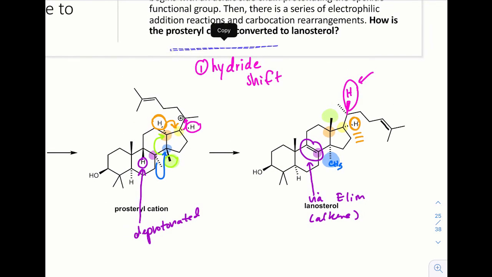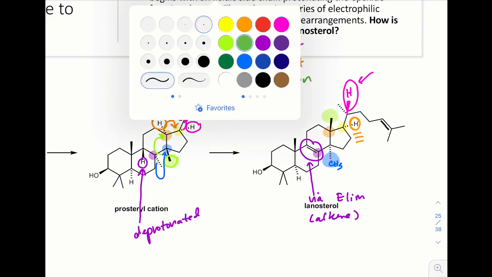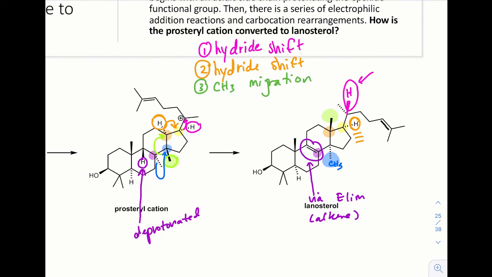Let's write out the list of what we're going to do. So first there's going to be that hydride shift. Then there's going to be another hydride shift, followed by this green methyl. That's going to migrate. So the methyl migration, a methyl shift. I'm going to call it a migration. Same thing, it's carbocation rearrangement. Followed by another methyl. So now this methyl group, this one, moves over.